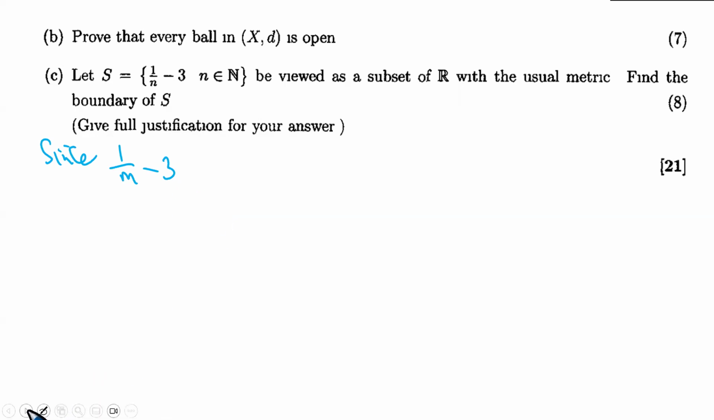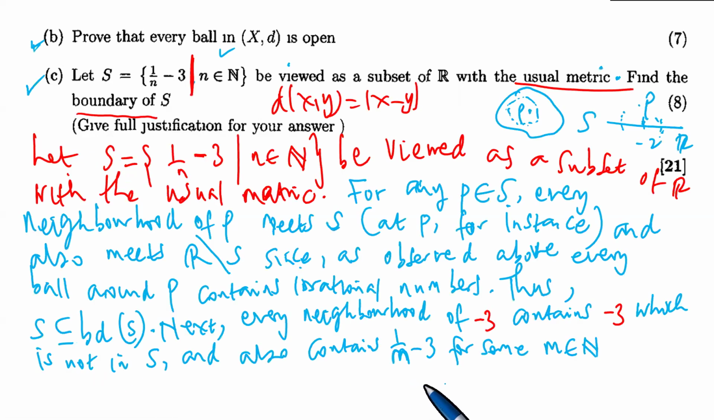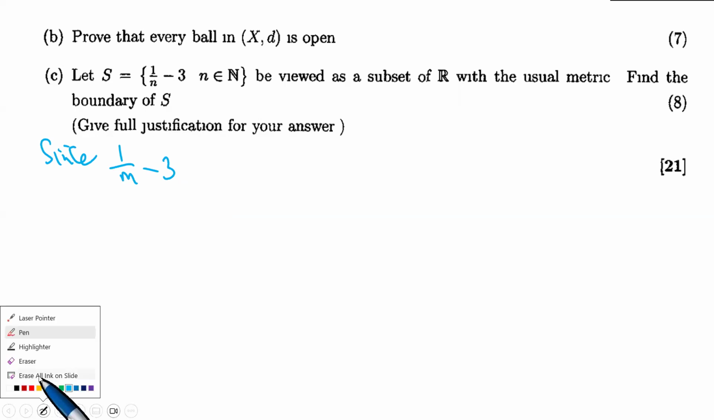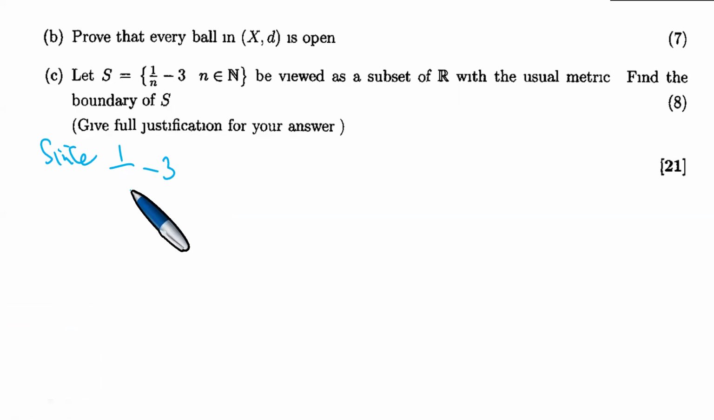Let me see what I've said here. For some m in n, okay, I wanted to say since it was for some m in, let's switch back to n. Since 1 over n minus 3, which is this, converges to minus 3 as n approaches infinity.